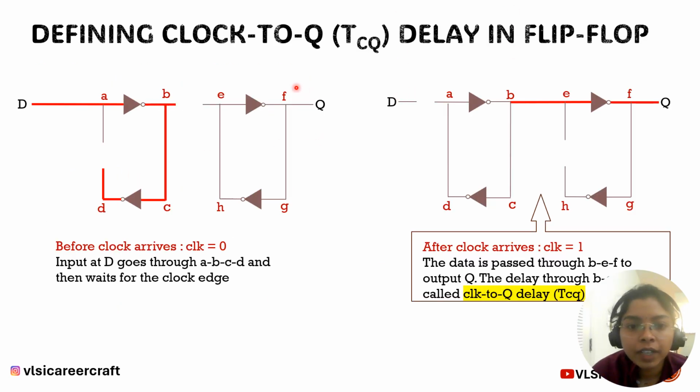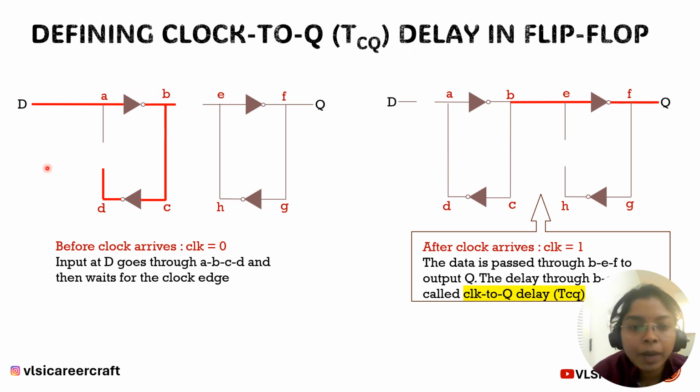So till now we have understood what setup time and hold time are, and how the metastability state arises in a flip-flop if there is a setup or hold violation. So coming to clock to Q delay in a flip-flop. What is a clock to Q delay?